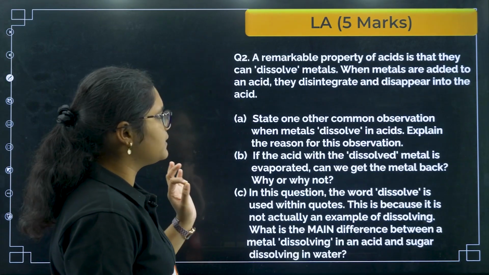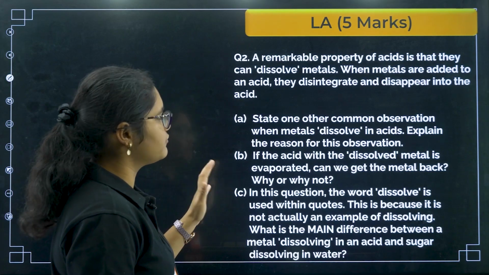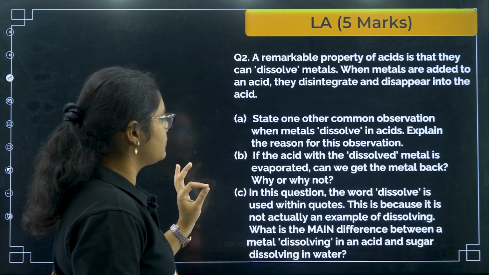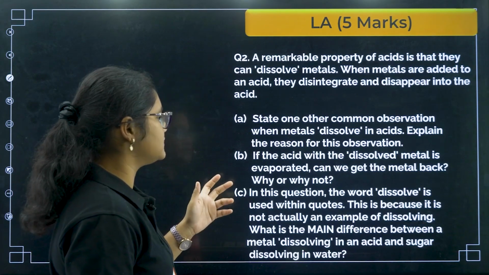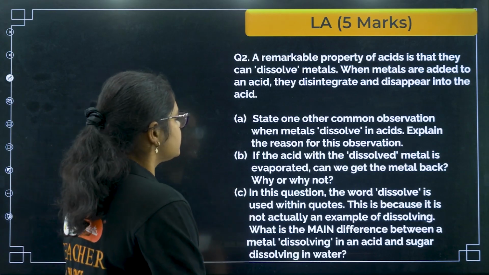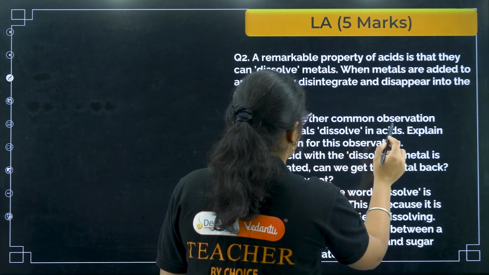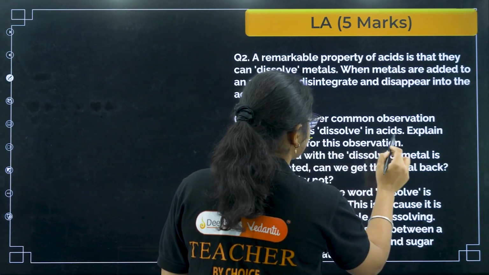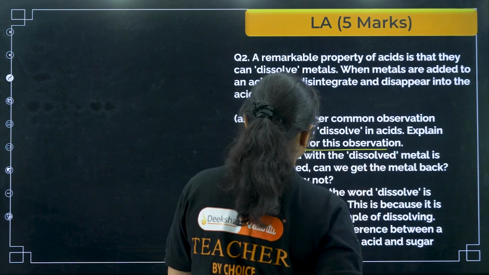A remarkable property of acids is that they can dissolve metals. When metals are added to an acid, they disintegrate and disappear into the acid. State one other common observation with metals dissolving in acid. Explain the reason for this observation.